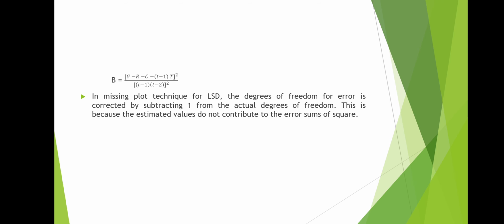In missing plot technique for LSD, the degrees of freedom for error is corrected by subtracting 1 from the actual degrees of freedom. This is because the estimated values do not contribute to the error sums of square. This same step is followed for LSD, just like our RBD design.